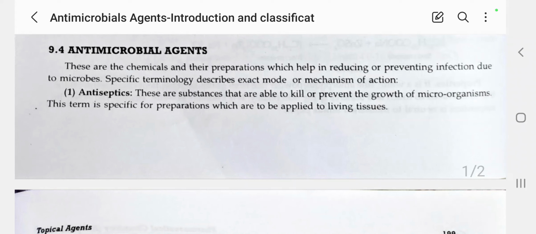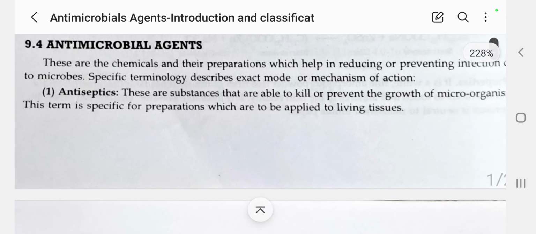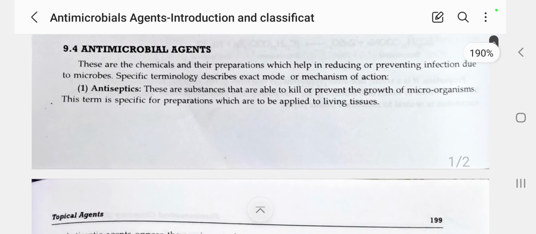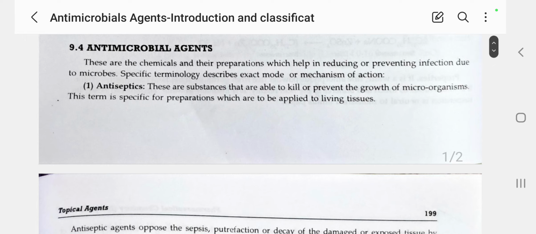In this class I am going to discuss antimicrobial agents. Let's see what is meant by antimicrobial agents. These are the chemicals and their preparations which help in reducing or preventing infections due to microbes. Specific terminology describes the exact mode or mechanism of action. Next class we will see the mechanism of action. Before that we'll see what antimicrobial agents are and the classification of antimicrobial agents.